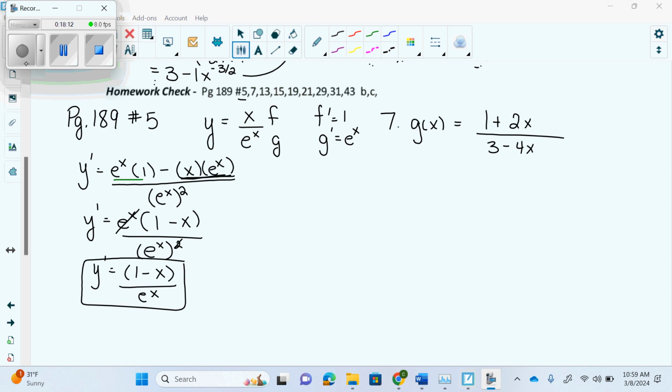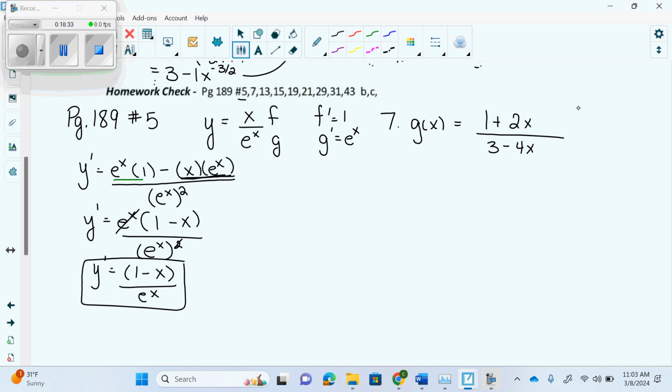Number 7 is a polynomial over a polynomial. What are we going to do? Polynomial over polynomial, we do it just like we normally do. Will we be able to take out GCFs? No, we will just distribute after we do our quotient rule. Try it out.